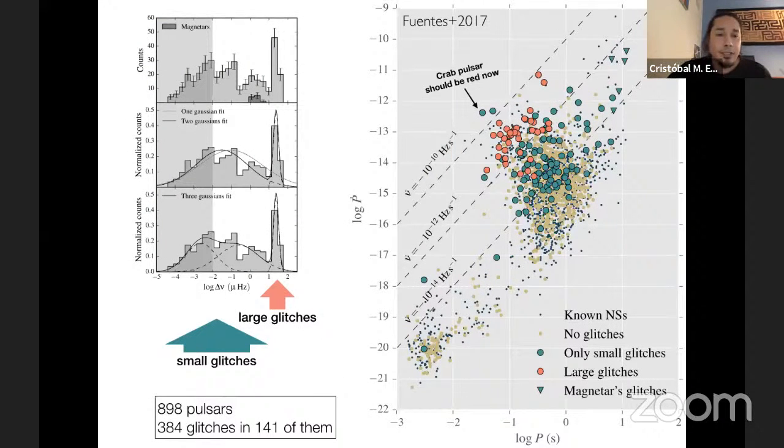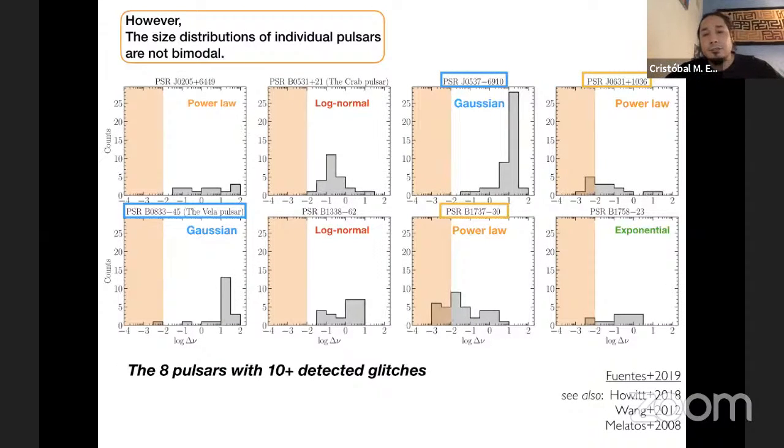Something which is different, though: the distribution of the glitch sizes, we can see that it's at least bimodal. However, the distributions of glitch sizes for individual pulsars are very different, and this is interesting. So these are the 8 pulsars with 10 or more detected glitches, the only 8 that we know of for which we might expect to do some statistics. And then here we used some criteria to select which is the best distribution that can describe these size distributions. I want you to just focus on the blue ones and the yellow ones, the ones where I marked the names of the pulsars with yellow and blue.